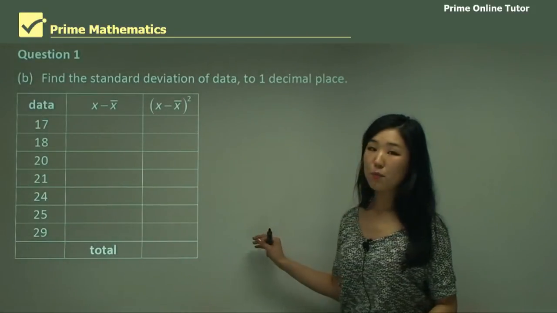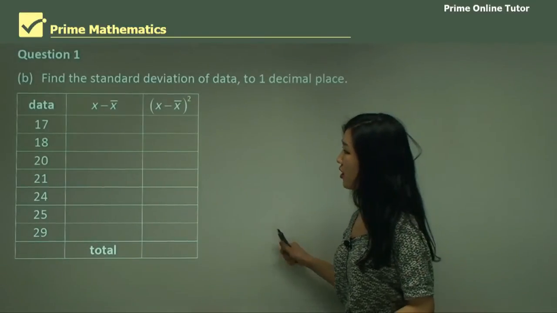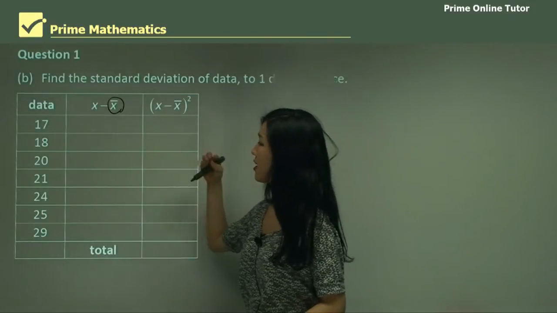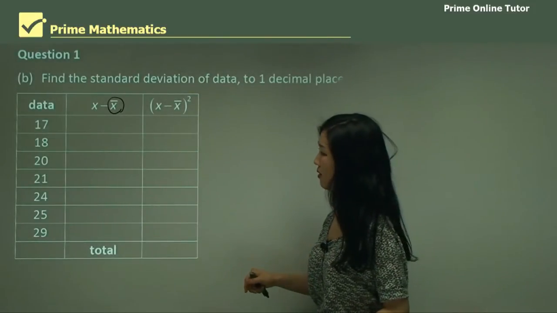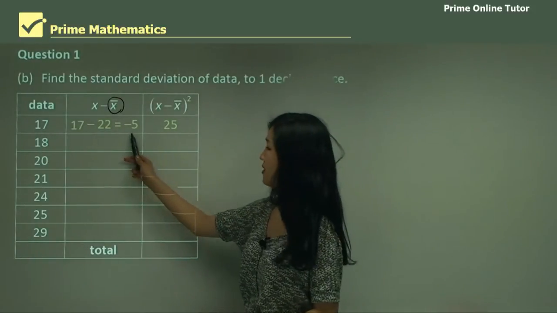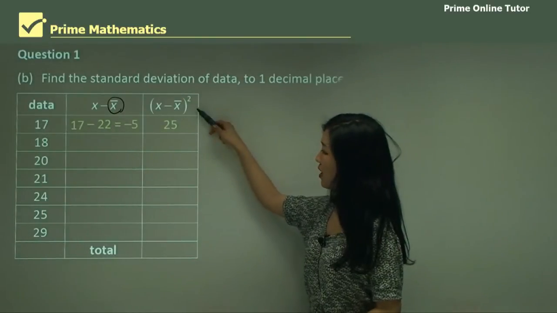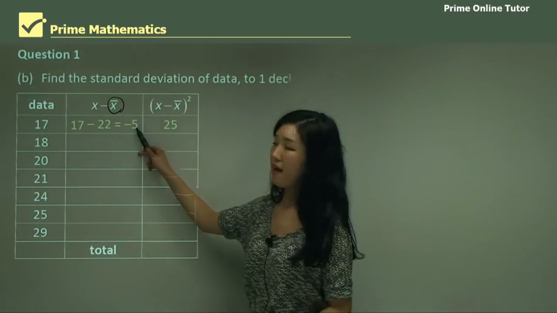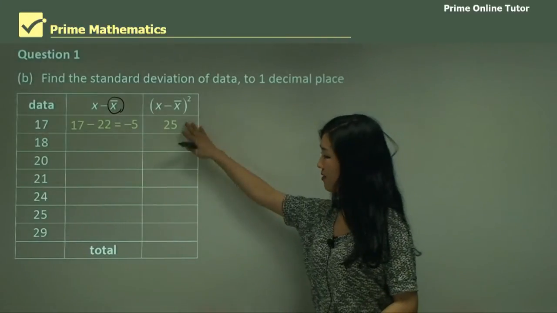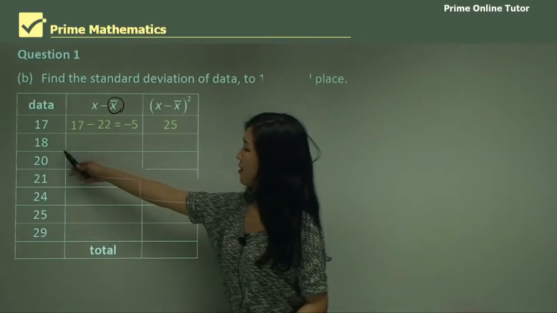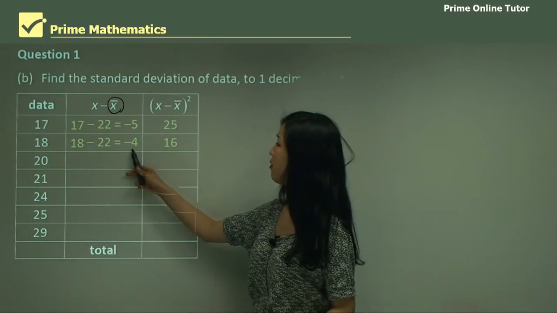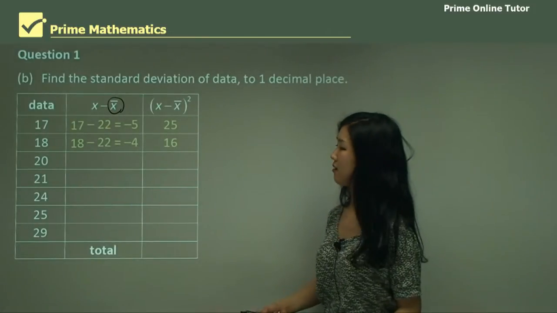Remember our mean was 22. So this is our mean and this is our data. I'm going to subtract the mean from our given data. The first one, 17 minus the mean of 22, gives -5. Now I'm going to square the answer that we have. Squaring -5 becomes positive 25. So all the answers here will be positive. This time, 18 is the data, so 18 minus 22 gives -4. Square it to give you a value of 16, and so on.